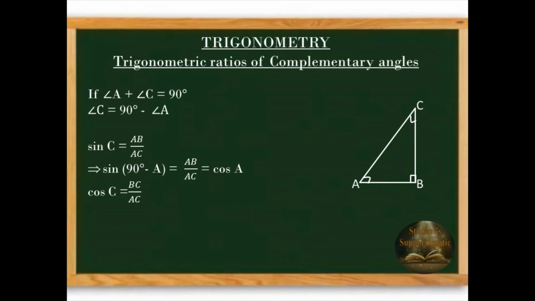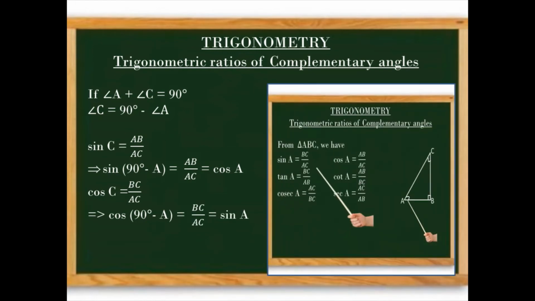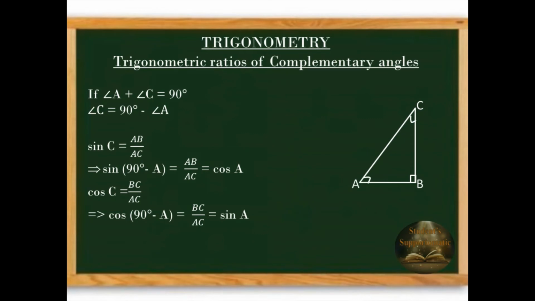And in place of C, again we substitute the C value as 90° − A. So cos(90° − A) is equal to what? BC by AC, but BC by AC is what? Sin A. So cos(90° − A) is equal to sin A. Okay, so now similarly for tan C.